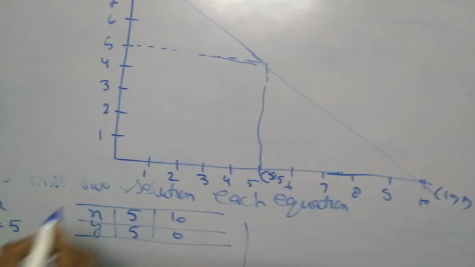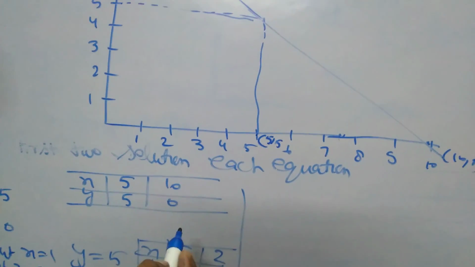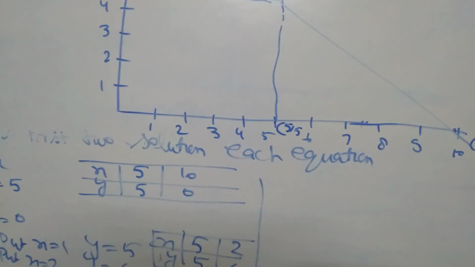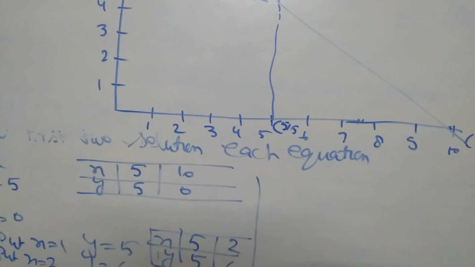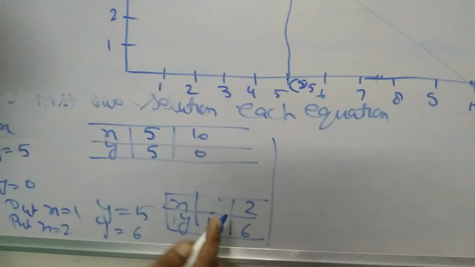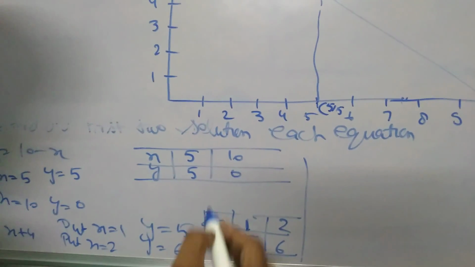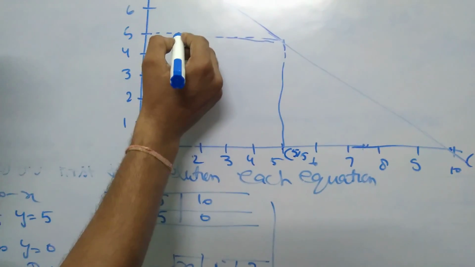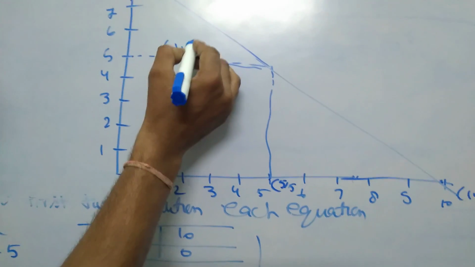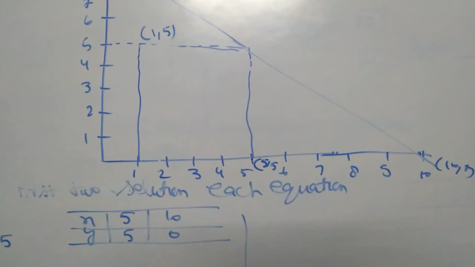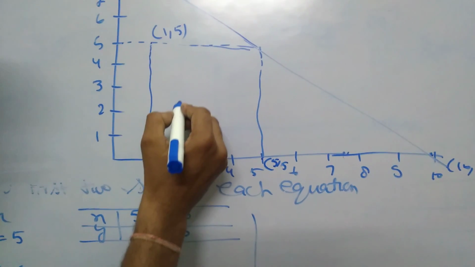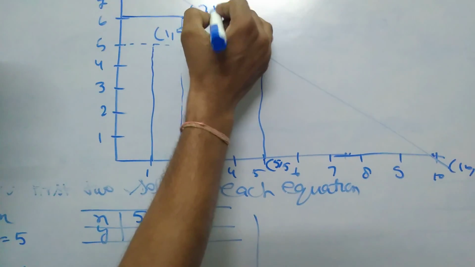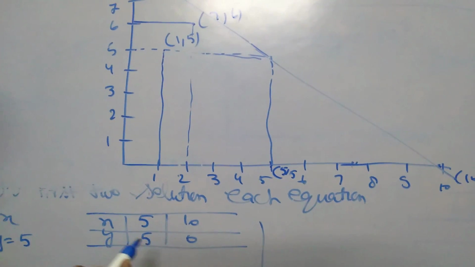Now x equal to 5, y is 5. x equal to 1, y is 5. The other point is (2, 6). Now join these points.